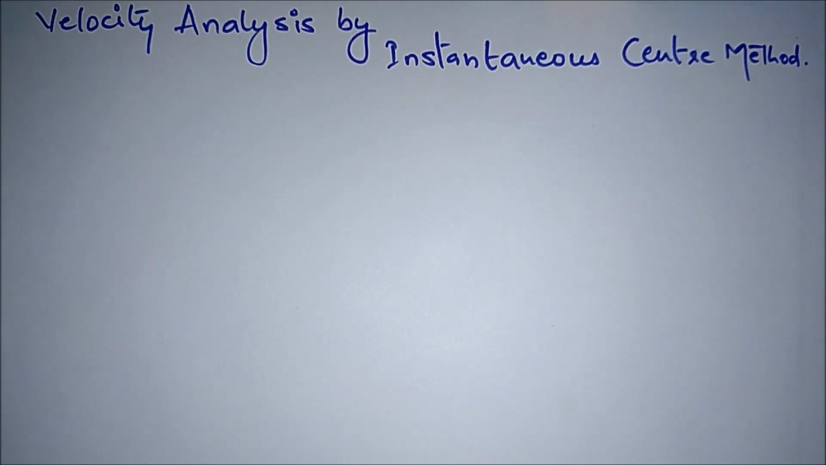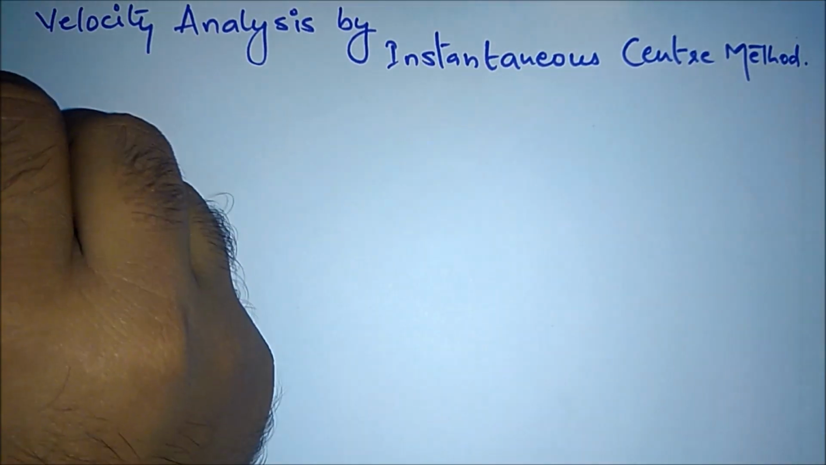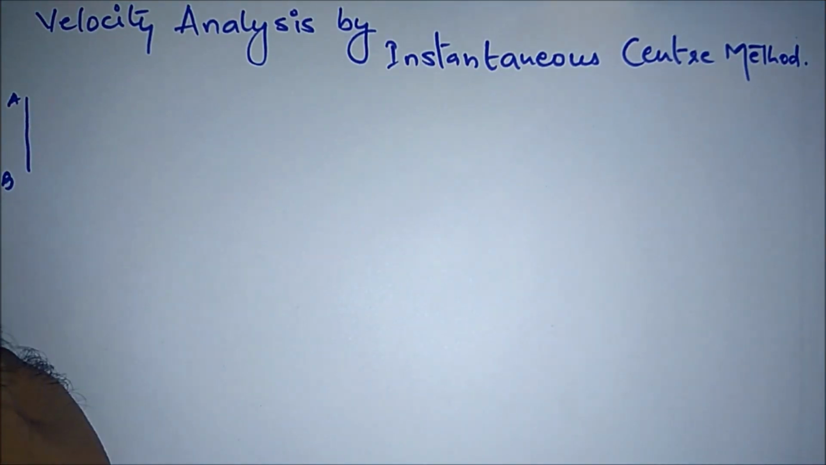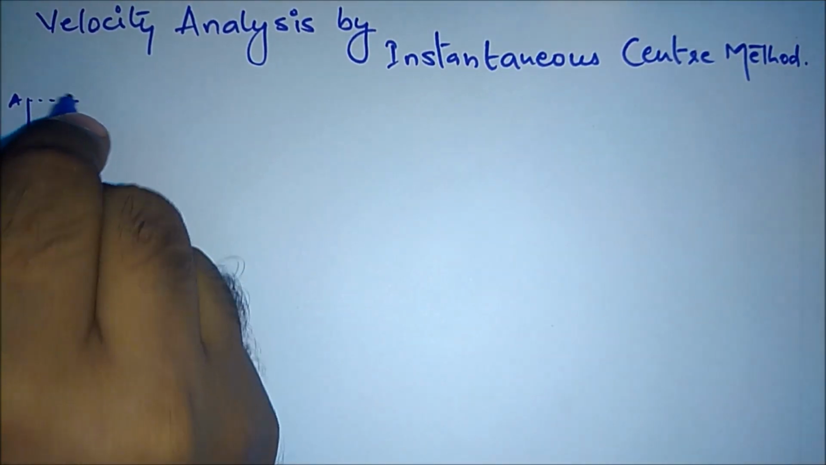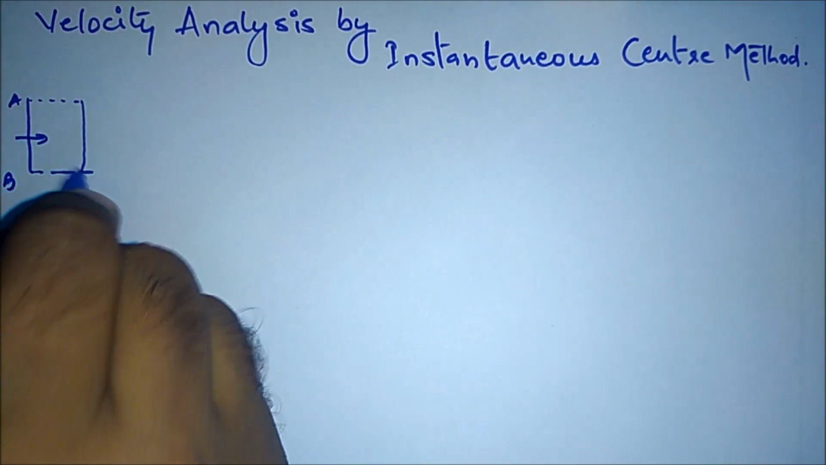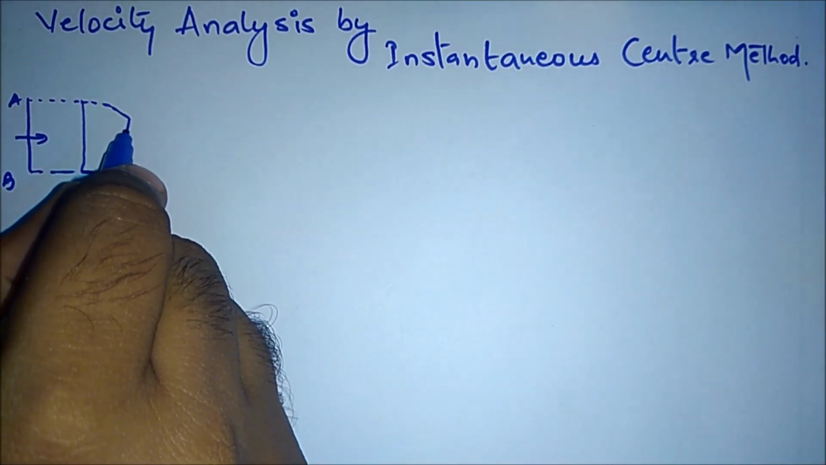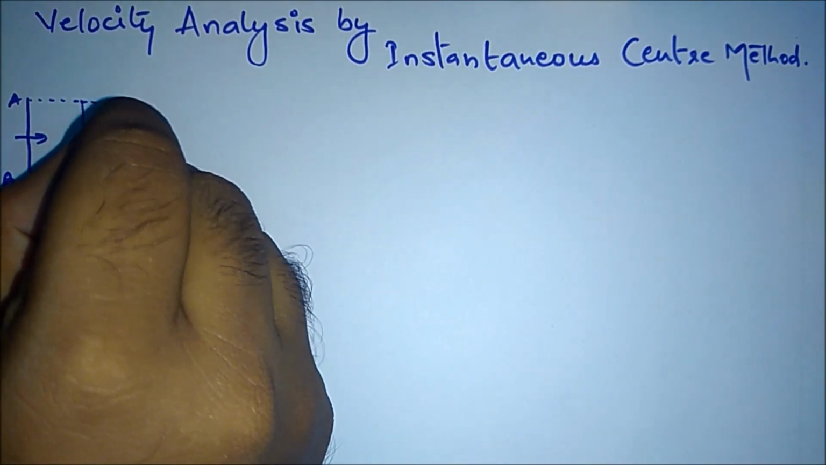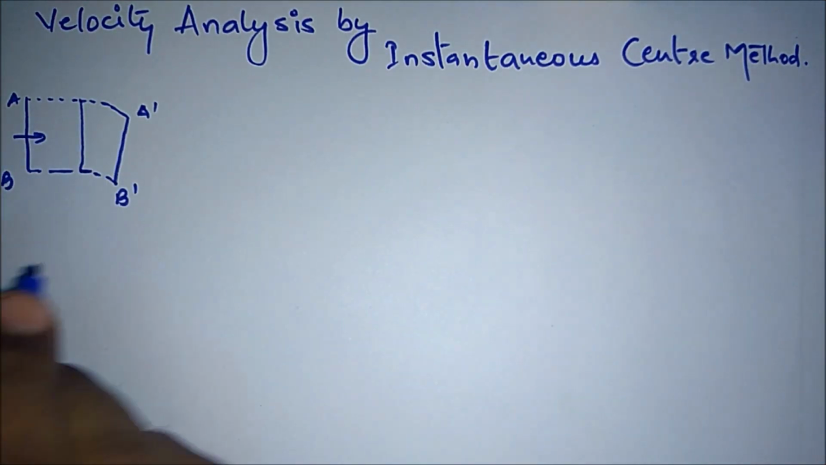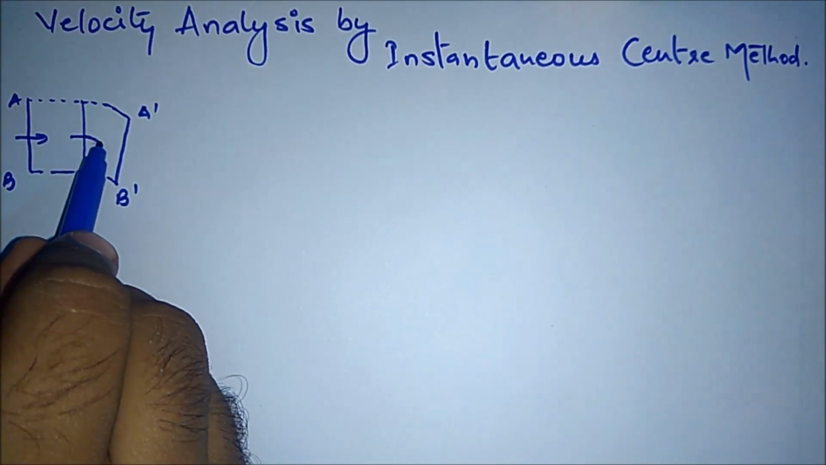Now see, if I take a link AB, this is the initial position of the link. Suppose the link initially does a translation motion in this direction and reaches up to here, and now it does rotational motion and finally reaches up to here. This is the final position, A dash and B dash. This initial to final position has been reached by first doing the translatory motion, then the rotational motion.